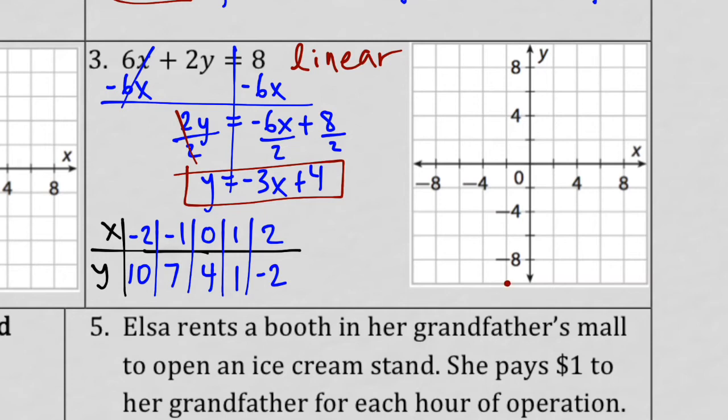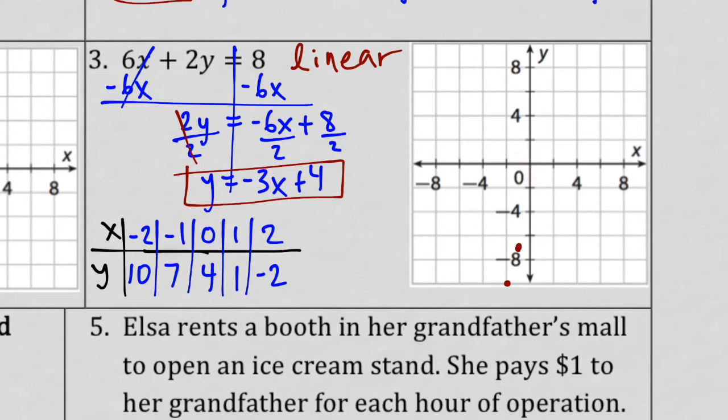Negative 1, 7. That means go left 1, down 7. Left 1, down 7. That means right there. 0, 4. 0 means don't go left or right. Stay in the middle, but go up to 4.